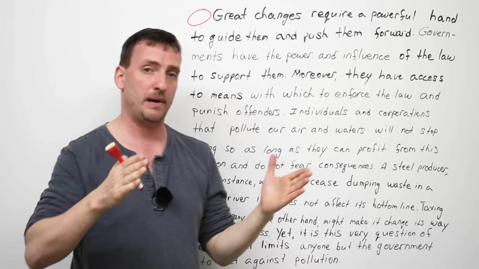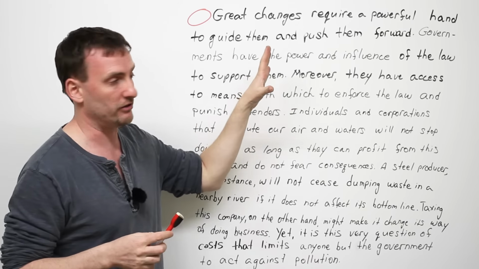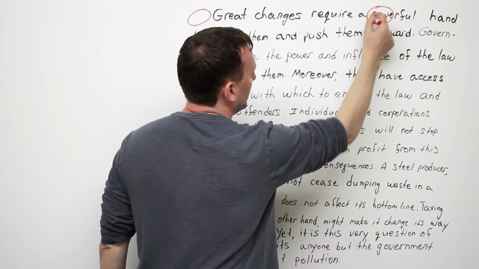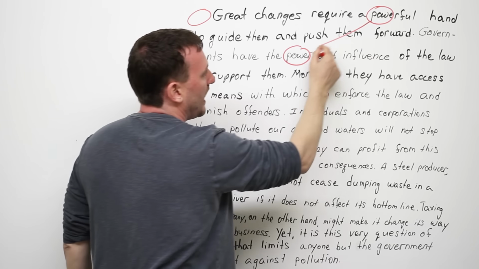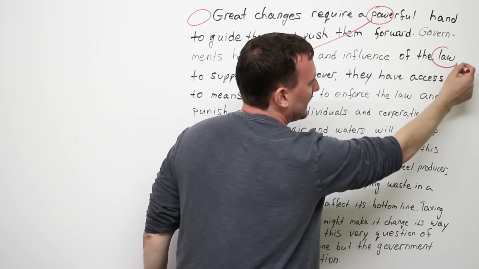I'm going to talk about the power, okay? Very, very general. Governments have the power and influence of the law. So now, here we go. Powerful, and I'm still talking about power. I'm connecting the two sentences. Next, I introduce a new idea, the law, much more specific.